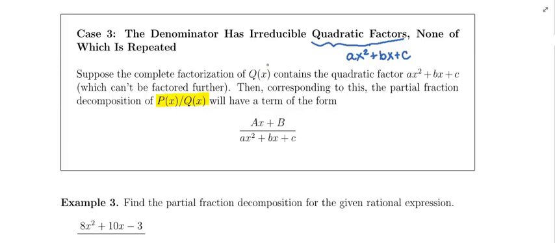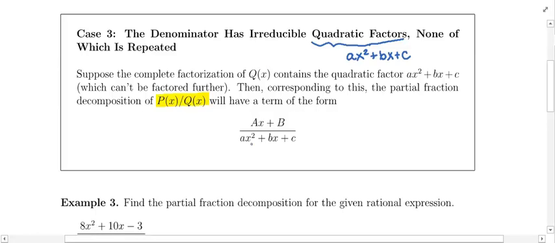So let's talk about the quadratic factor. Suppose the complete factorization of q of x, which is the denominator of the original fraction, contains the quadratic factor ax squared plus bx plus c, which cannot be factored further. Then corresponding to this quadratic factor, the partial fraction decomposition is going to contain this term. What you're going to do is take your quadratic factor, and you're going to have one fraction because it's not repeated. Whatever that factor is, it will be the denominator.